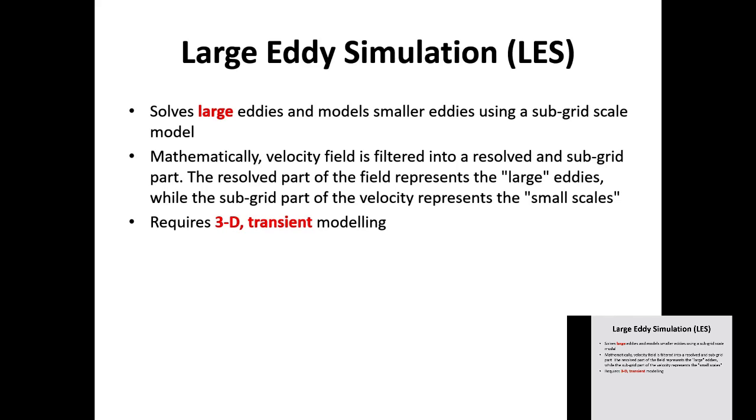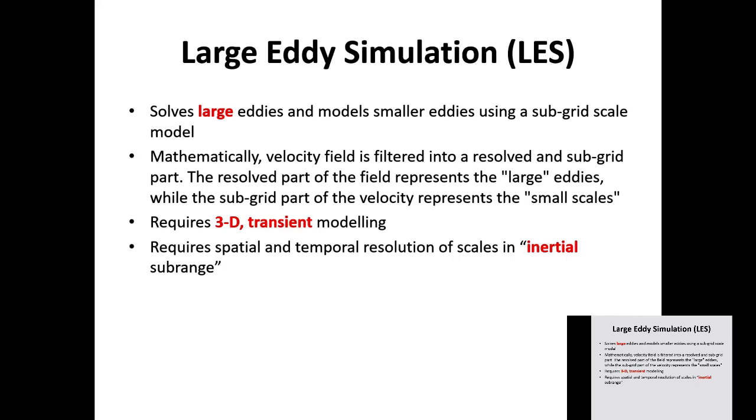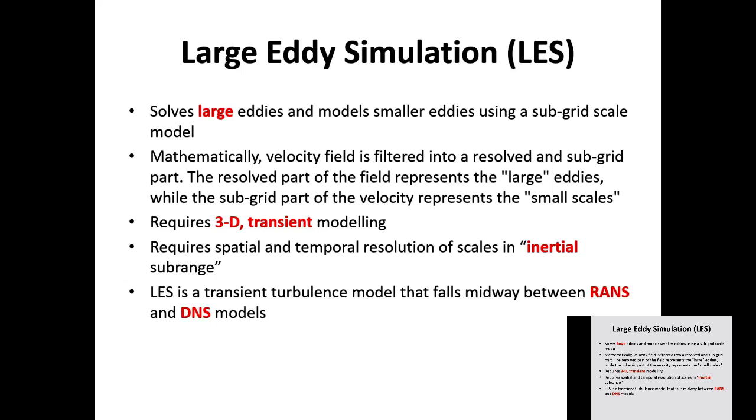And this also requires 3D simulation. It's transient modeling, and it needs a spatial and temporal resolution of scales, which is called the inertial subrange. So you solve the velocity field first, and then use that velocity field to do the next step in the turbulence calculation. So LES is the kind of sensible solution between RANS and DNS.